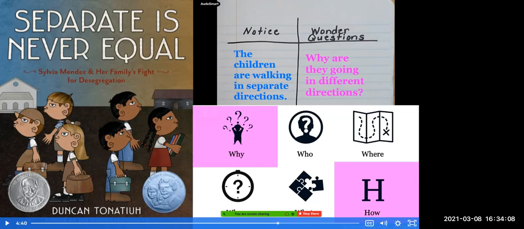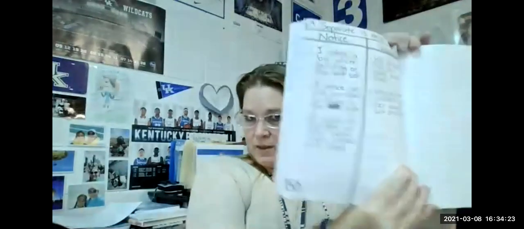Okay, so here's what Miss Sabella just asked us. I will model it with my questions. I wrote for my notices, I noticed a big white building on the left side. Did you notice the big white building? But then I also noticed that on the right side of the cover, there was an old rundown building. So those were my two notices. I can take those notices and turn them into a wonder question. I can wonder, why do the buildings look so different?